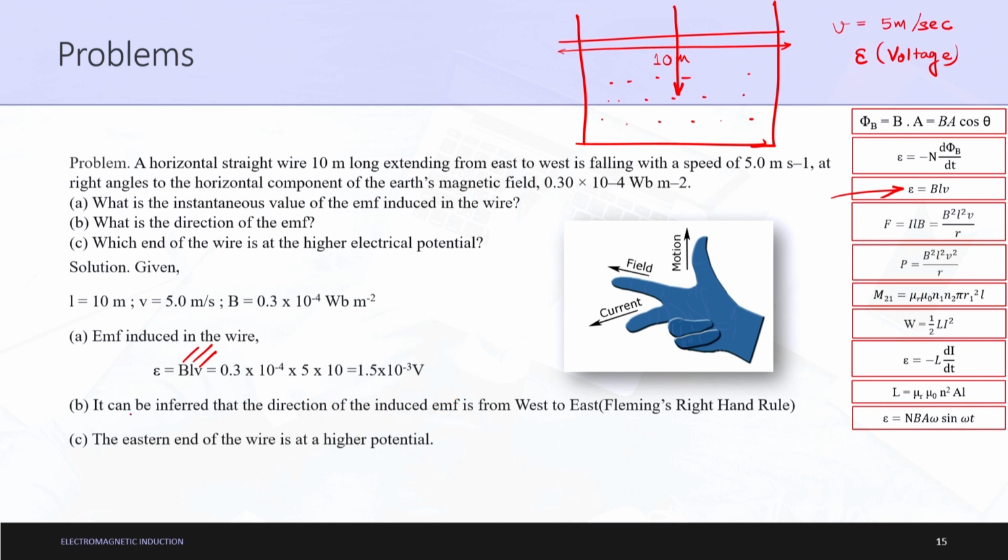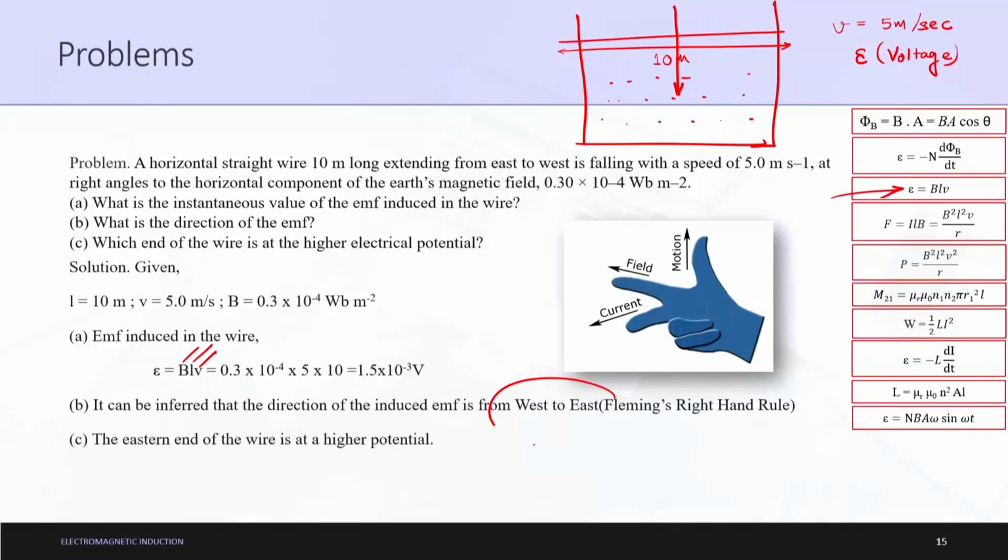Next, it can be inferred that the direction of the induced EMF is from west to east using Fleming's right hand rule. Fleming's right hand rule may have been taught to you in the previous lectures. If the motion is towards your thumb, and the current is going like this, then the magnetic field is like this, or it can be any way. If two values are given to you, then you can find the direction of the third value.